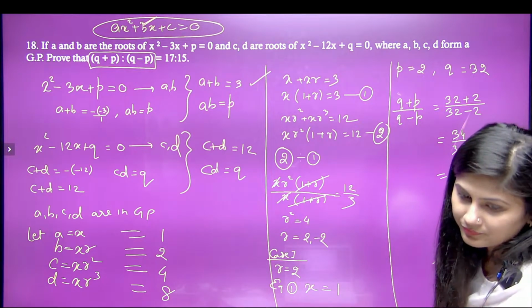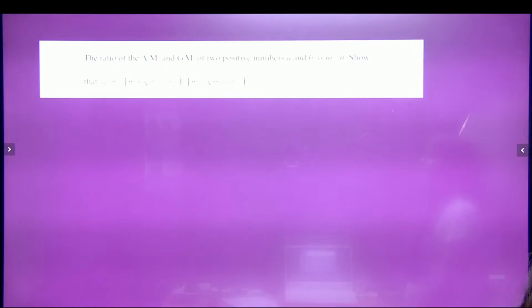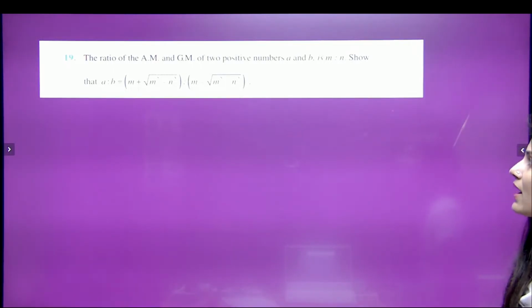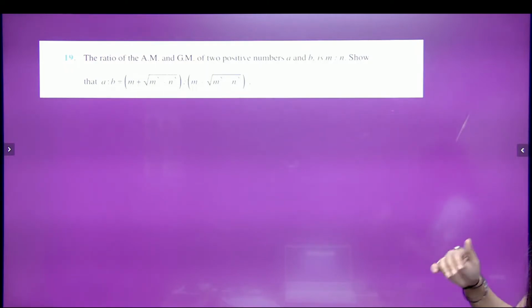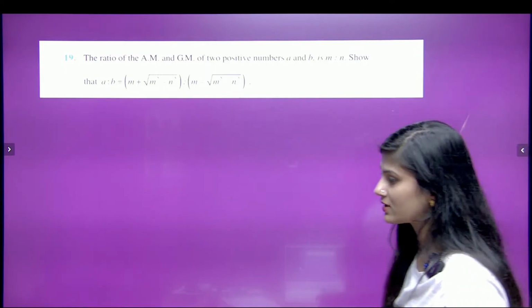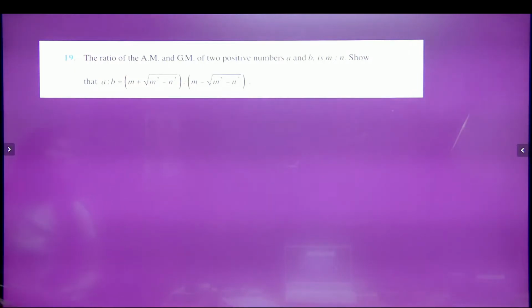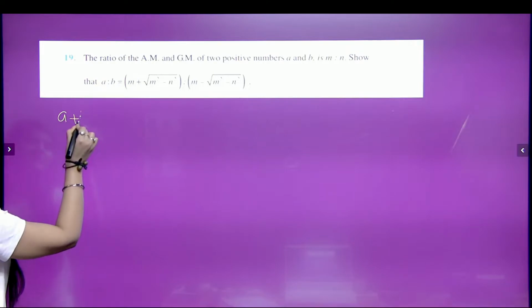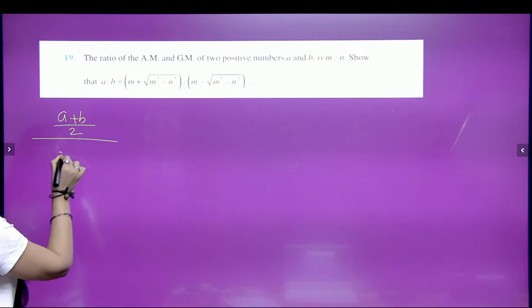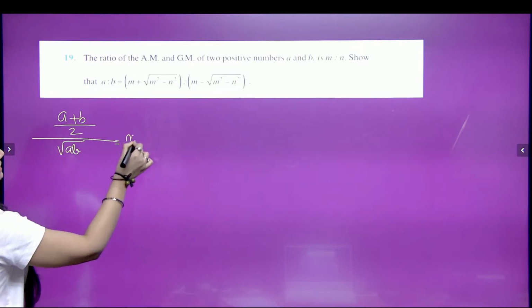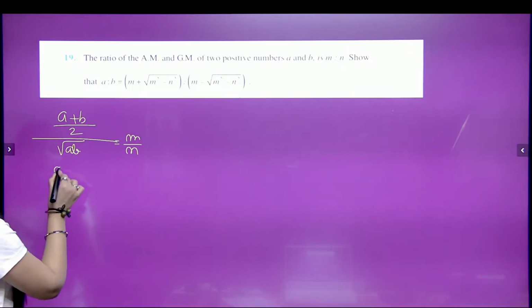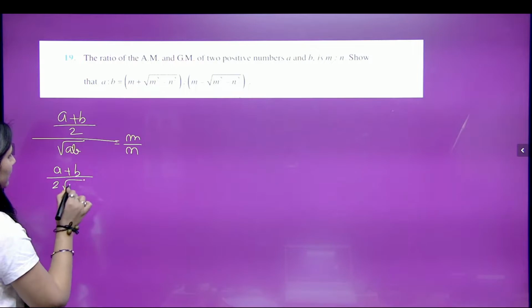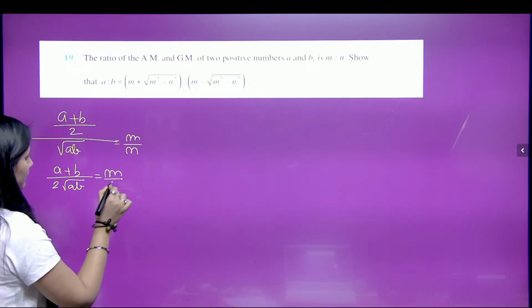Next, we are going to do question number 19. The ratio of the AM and GM of two positive numbers A and B is M is to N. Show that A is to B is equal to this. So this is the question, and let's see what it says. What is AM? The ratio of AM and GM. AM is A plus B by 2 divided by root AB, and the question says it is M by N.